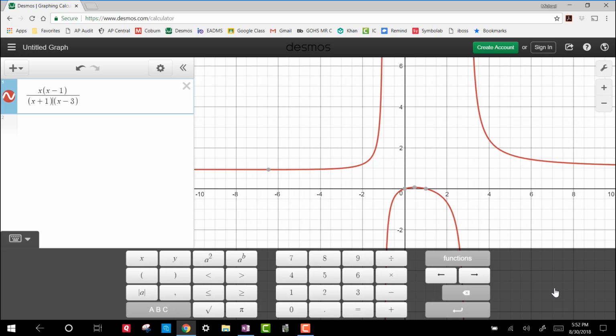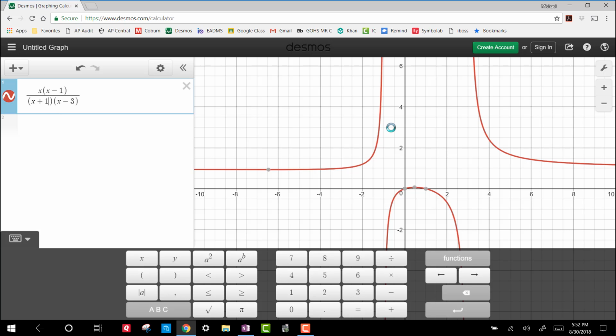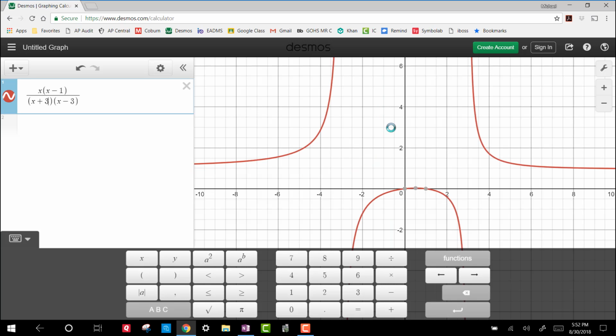So, I have to figure out something else. That didn't work. X plus 1 didn't work. I can't do x minus 1 because I create a hole then. So let's try this guy. Let's try, I don't know, how about an x plus 3? No, see, I created another vertical asymptote, didn't I? So what's happening here is every time I put in a new factor in the denominator, I'm creating a second vertical asymptote, which I don't have on my graph.